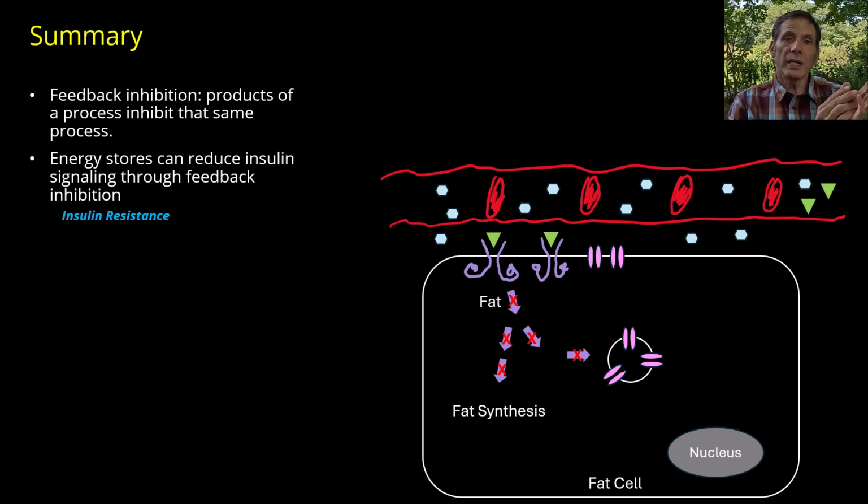Up next, we're going to dive into diabetes mellitus, two different types, and we'll distinguish where insulin resistance plays a role as opposed to dysfunction in pancreatic beta cells.